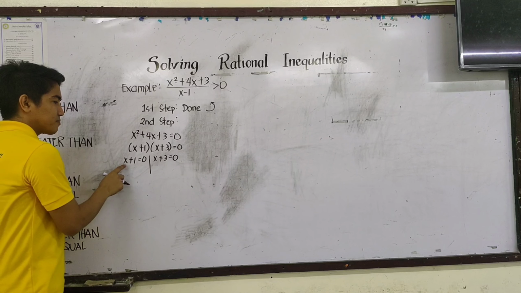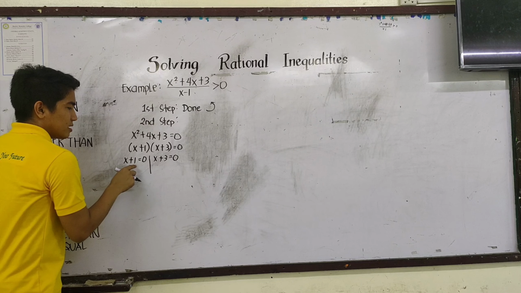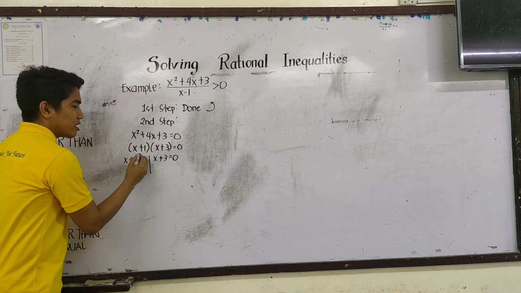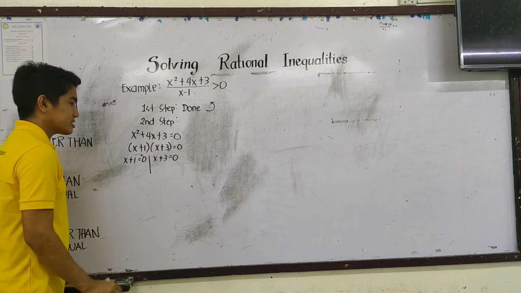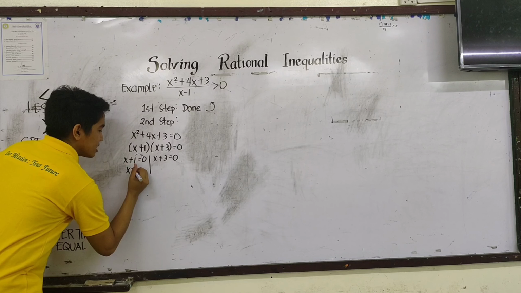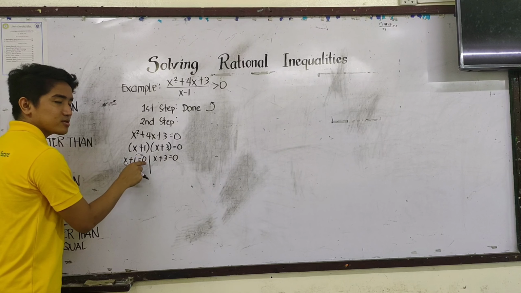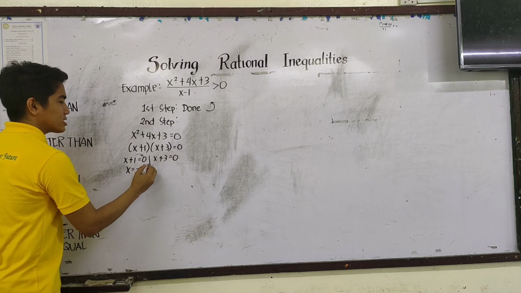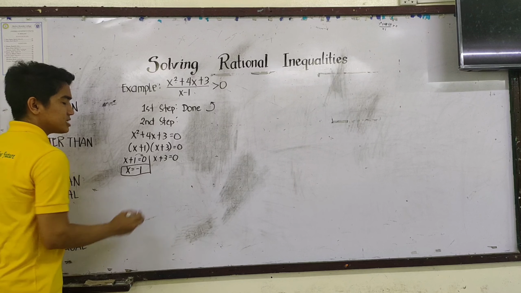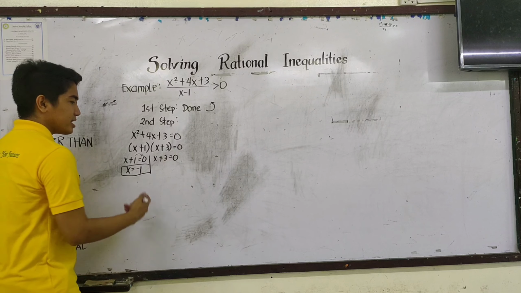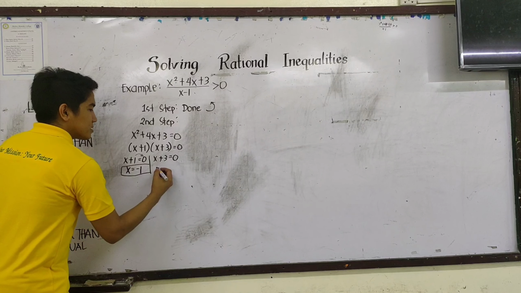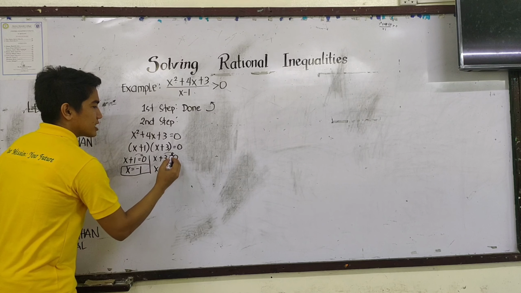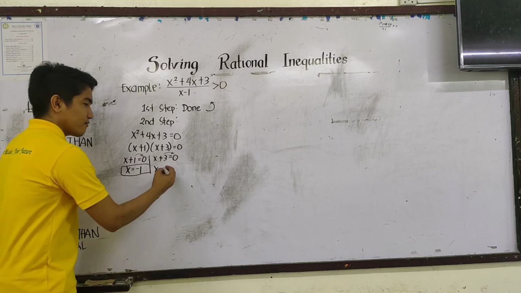Okay? Next, si x plus 1, para makuha natin yung value ng x, ita-transpose natin si positive 1 doon sa kabila, sa ating right side. So, x is equal to, from positive 1, transpose into the right side, it will become negative 1. So, meron na tayong isang value ng ating x, which is negative 1. Next, naman si x plus 3. Ganun din, x is equal to, si positive 3 transpose natin sa ating right side. So, it will become negative 3.